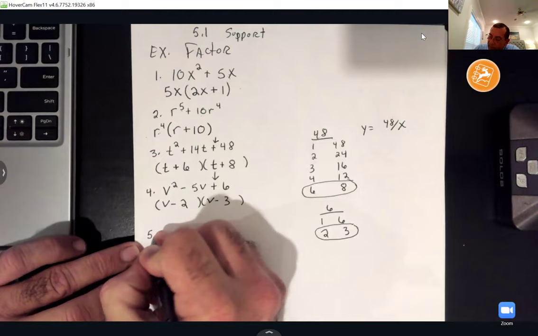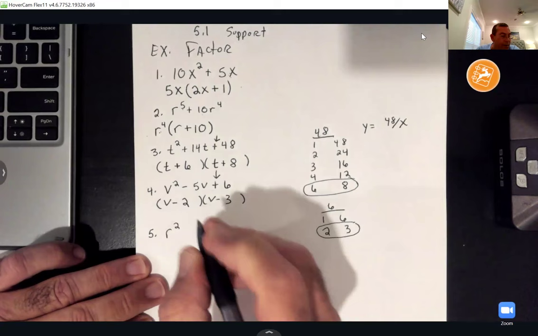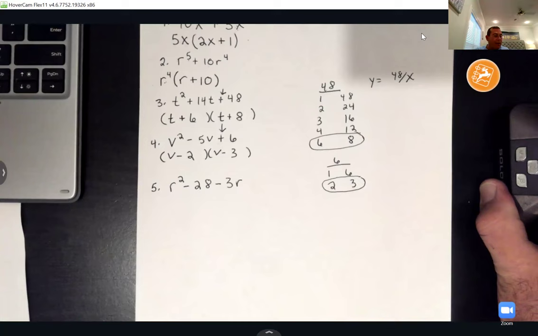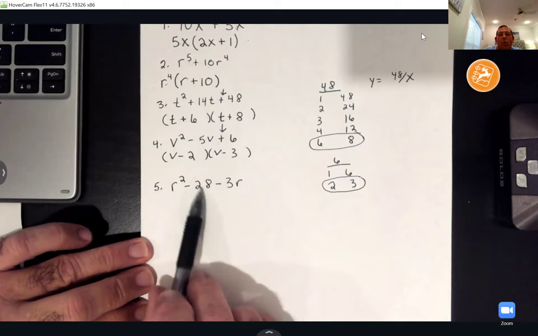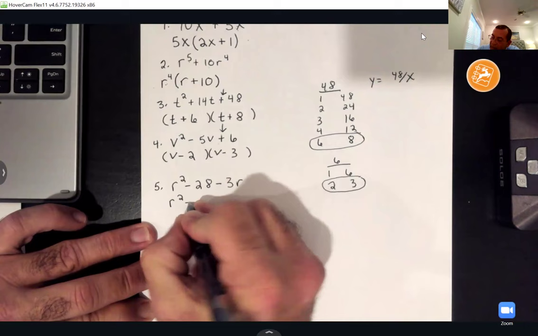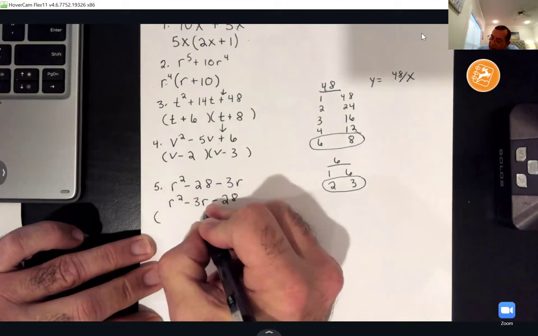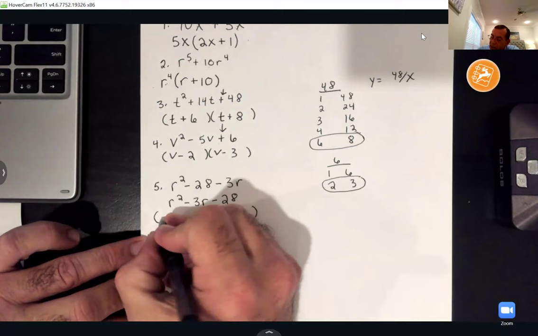All right, let's see. I've got r squared minus 28 minus 3r. So let me tell you about this one. There's one thing I'm going to do before I factor this, because if you notice, it's sort of out of order. So we're going to put it in order first by moving the negative 3r and then the negative 28. All right, I noticed there's no greatest common factor. I'm going to go into parentheses. r squared is an r and an r.